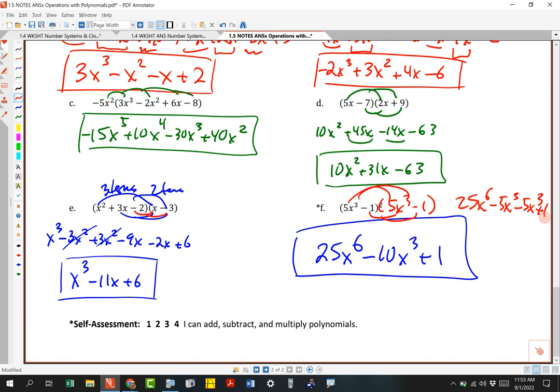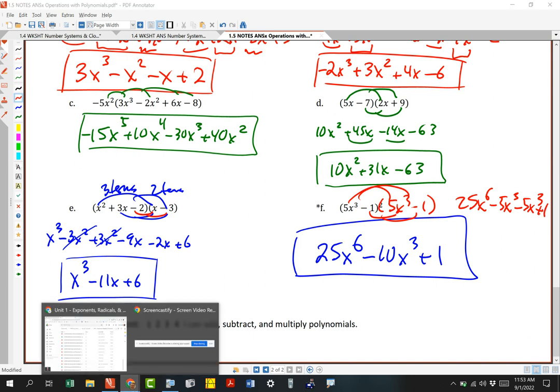Luke, what's the degree of the second term in this polynomial? 3. Good. Okay. All right. On the homework. Okay. So I'm going to stop this recording here.